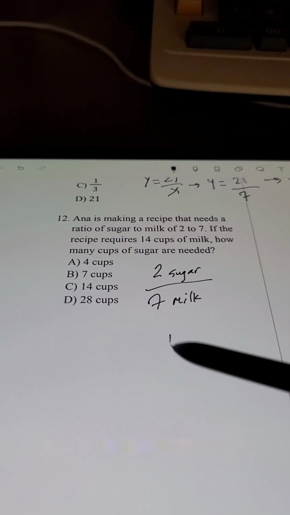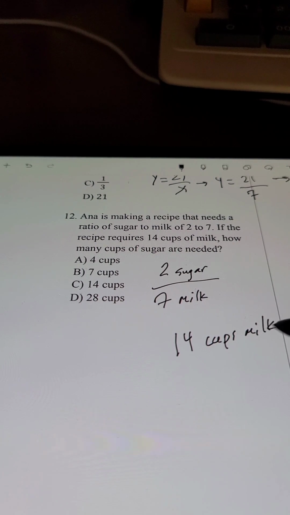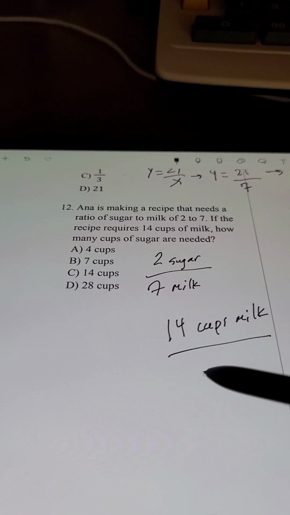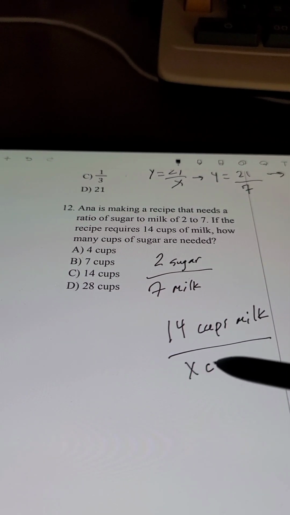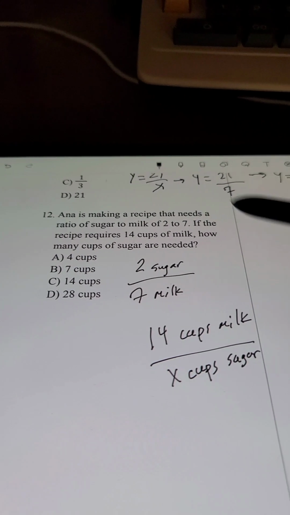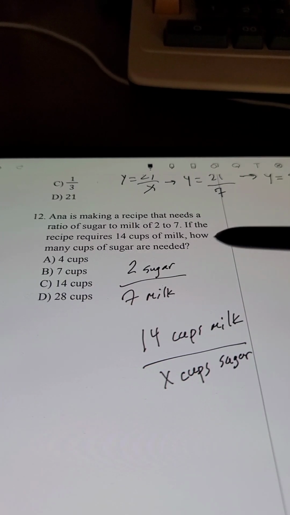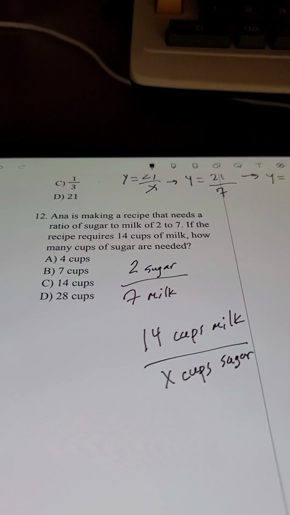So we want 14 cups milk for some mystery cups of sugar that we need. So we have these two relationships, which we can set equal to each other. So let's do that, set up a direct proportion.